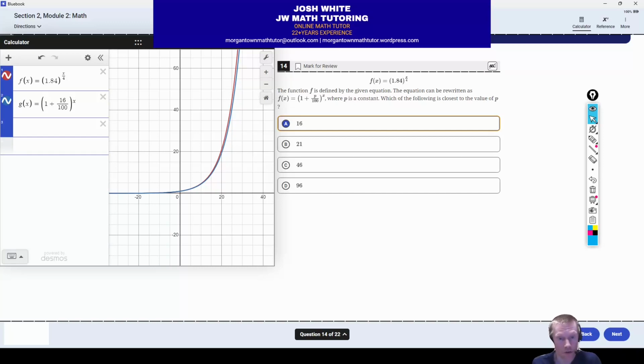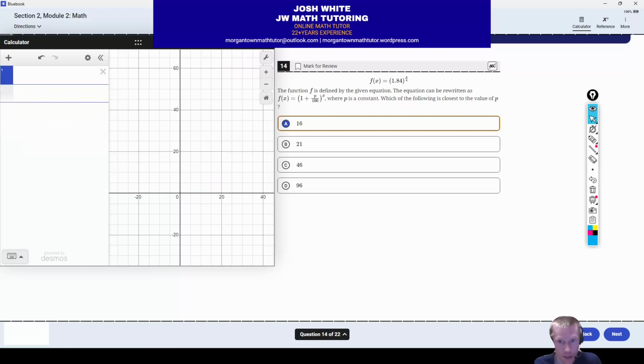Now, what you could also do is use a strategy of picking numbers. So what I mean by that is, let's get rid of the graphs here. What I'm going to do is similar, but not quite the same thing, and then I'm going to run through the answer choices.